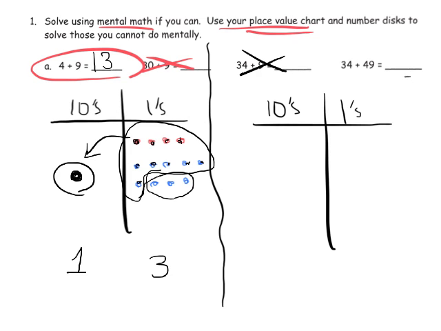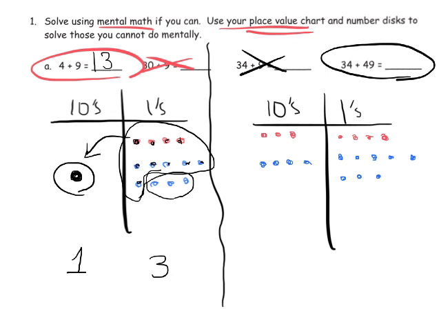Let's do 34 plus 49. So let's model that. We're going to begin by modeling 34. 34 looks like 3 in the tens column and 4 in the ones column. Now 49 is 4 in the tens column and 1, 2, 3, 4, 5, 6, 7, 8, 9 in the ones column. So there's our initial model, but now let's simplify it.